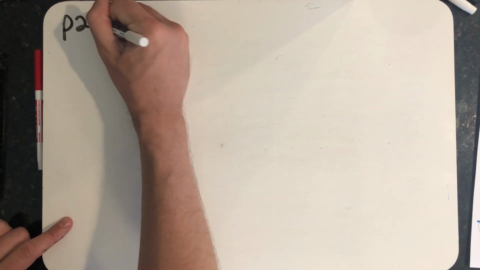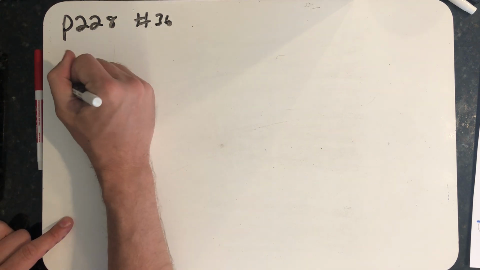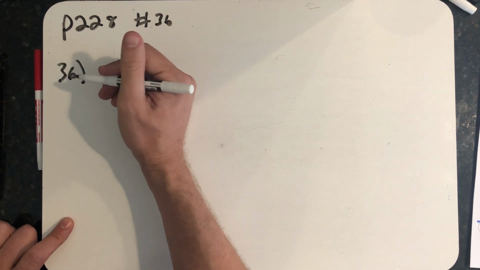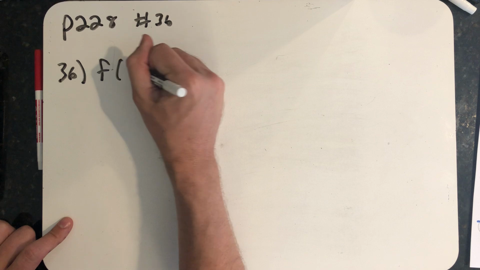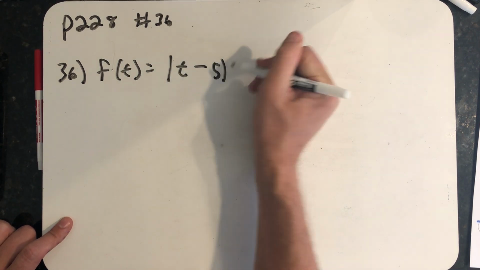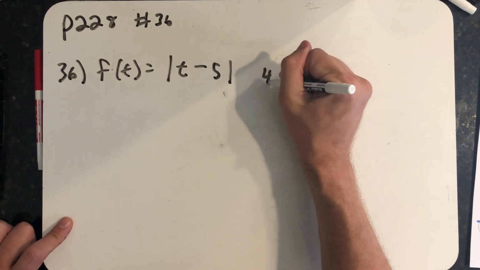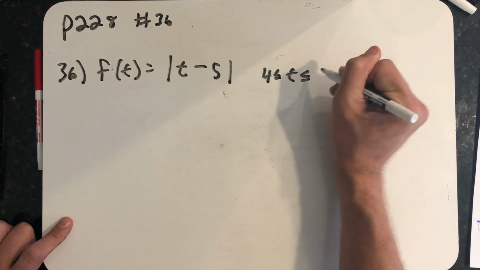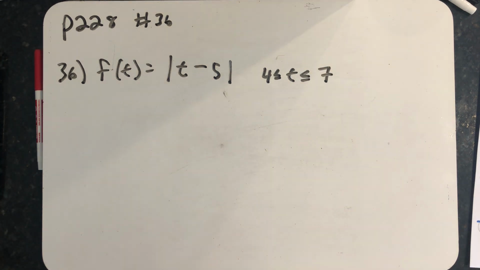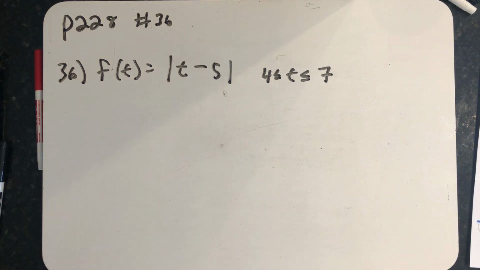So we're working on page 228 with problem number 36. Problem number 36 gives us a function f of t equals the absolute value of t minus 5, and then they give us an interval to work with: 4 is less than t is less than or equal to 7. Well, right away, I know I'm guaranteed both an absolute minimum and an absolute maximum by the extreme value theorem.